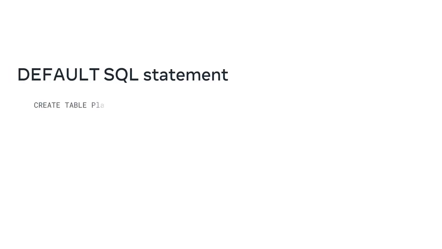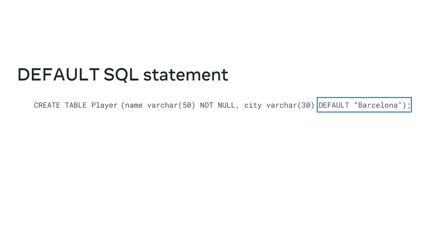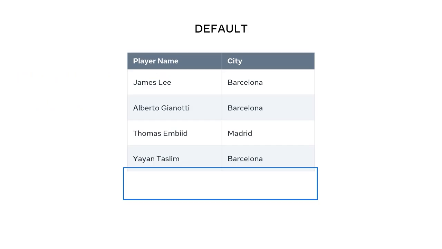First, I use the create table commands to create a table, and then call it player. Then within a pair of parentheses, I input the column names, assign a string data type for each, and assign a default value of not null for the name column. Finally, I add the default keyword statement, followed by the default value Barcelona for the city column. Now when I add data into the table for a new player, I don't need to type in Barcelona for players who are from the city. Instead, it will be inserted automatically.